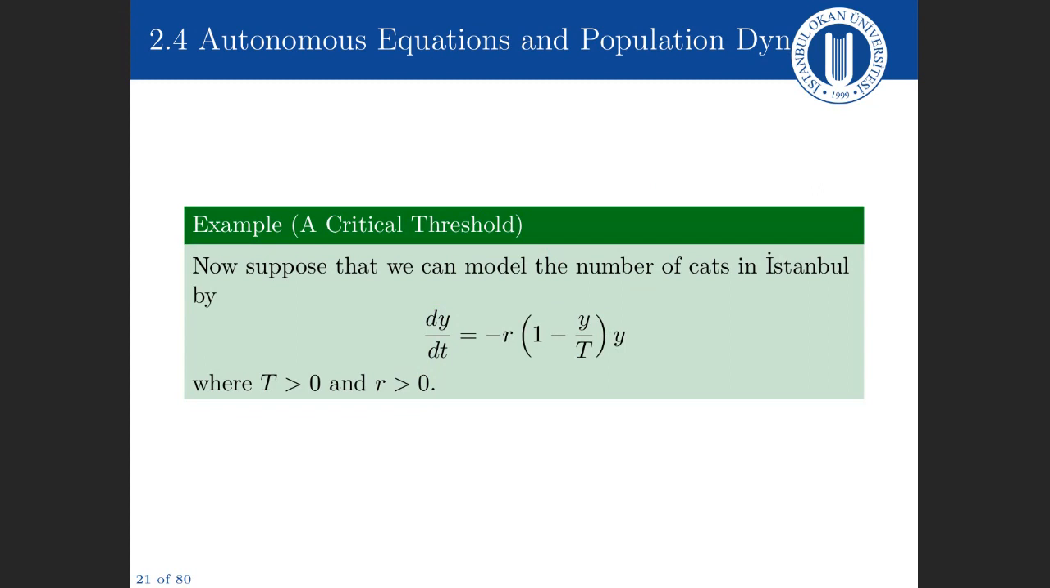Now let's go back to modeling the number of cats in Istanbul. This time I want to look at a slightly different equation: dy/dt = -r(1 - y/T)y. This is different from the logistic equation because now we have a minus here. Again, r and T are positive constants.